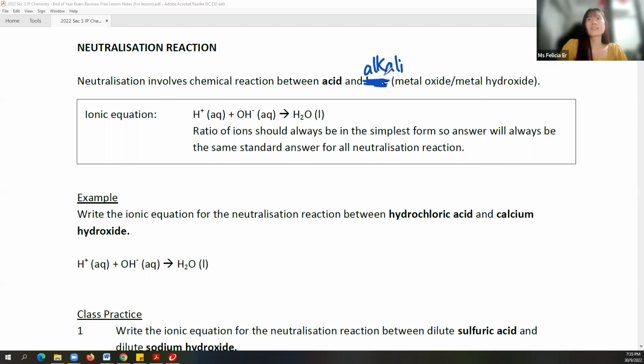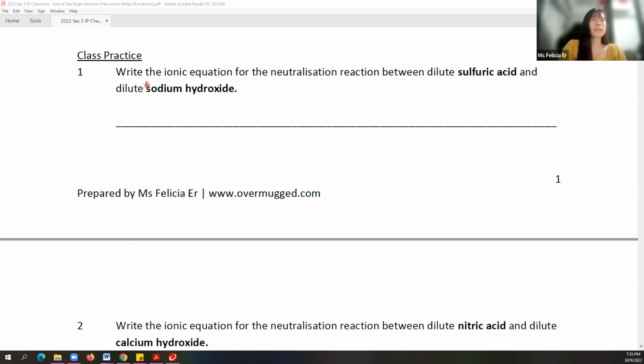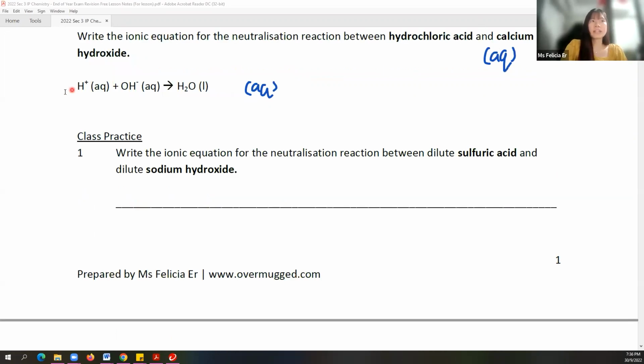Okay, so let's give it a try. For the first question over here, they are asking you to write the ionic equation for the neutralization reaction between dilute sulfuric acid and dilute sodium chloride. So you see, as long as both of them are aqueous, because I said that it must be soluble, that means the answer will be the same. So the answer you just need to copy from the top will do, which is H+ for acid, OH minus for alkali. So neutralization, that's why you form the neutral water. So this will be the answer.